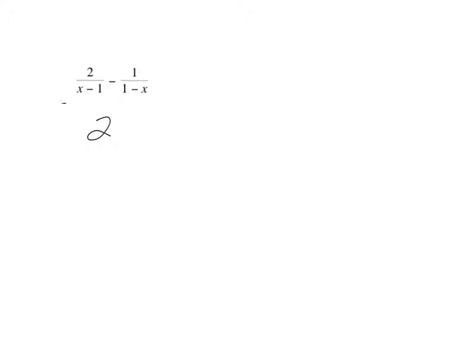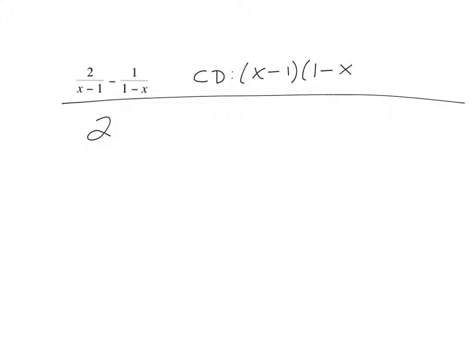So what I would expect to have happen, probably most students would look at this and say that the common denominator is x minus 1 times 1 minus x. Okay, and if I did it that way, there is another way to do it. But if I do it this way, let's see how it works out.